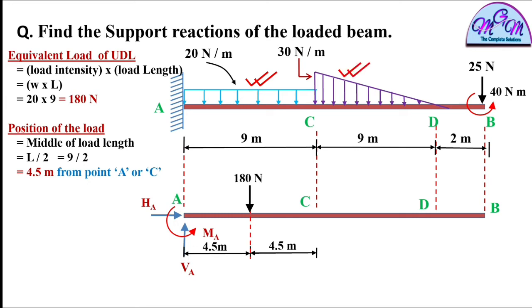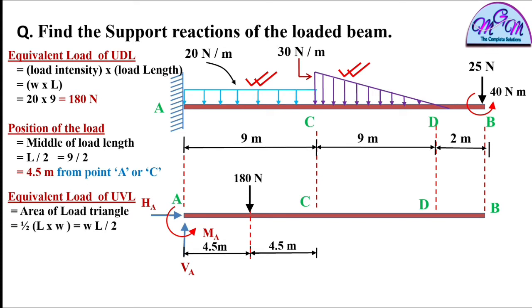In a similar manner, you can convert this UVL into a concentrated load. We know that the equivalent load of a UVL is nothing but the area of the load triangle, and the area will be WL by 2. Here the intensity is given as 30 Newton per meter, and the length of the load L is 9 meter. Put these two values, you will get 30 into 9 by 2 equals 135 Newton. So this is the equivalent load of the uniformly varying load.